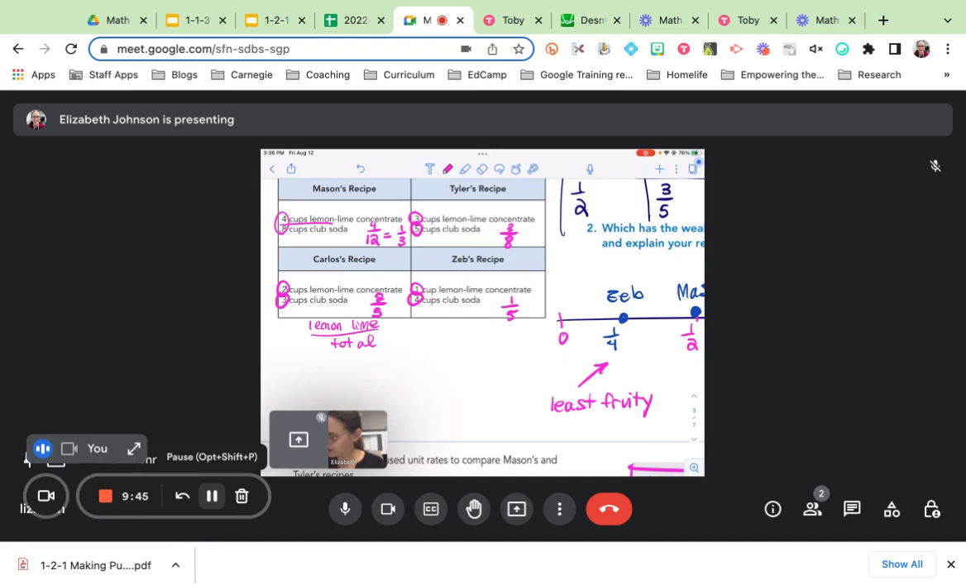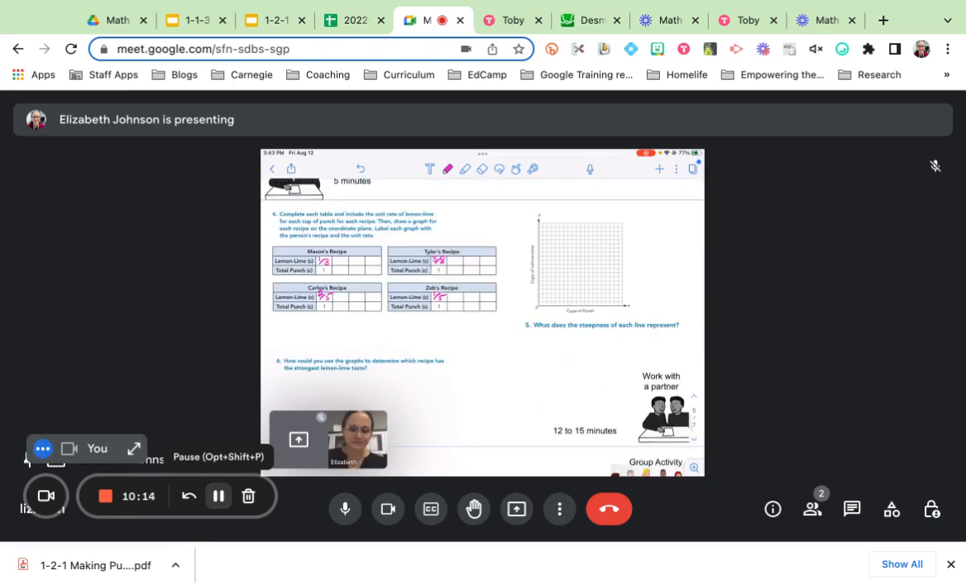5 in our denominator. In other words, to make 1 cup of punch, Mason would use 1/3 cup of lemon lime concentrate. In order to make 1 cup of punch, Tyler would use 3/8 cup of lemon lime concentrate. If Carlos wanted to make a cup of punch, he would use 2/5 of a cup of lemon lime concentrate, and Zeb would use 1/5 of a cup of lemon lime concentrate. That's how we're going to start our tables down below.